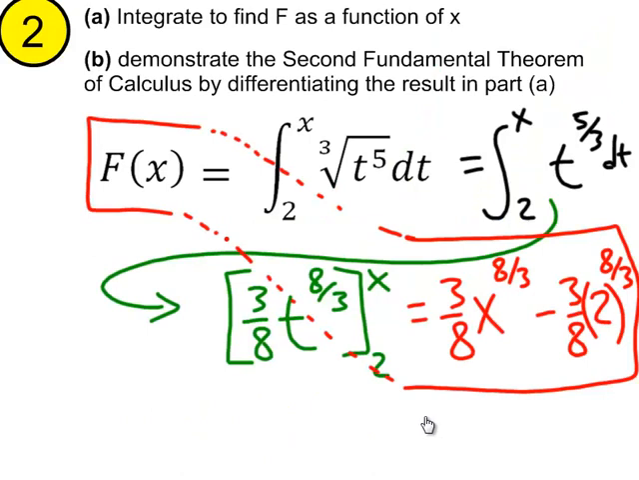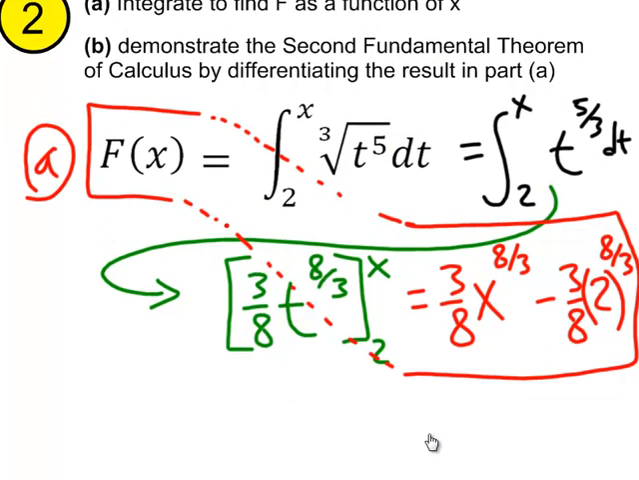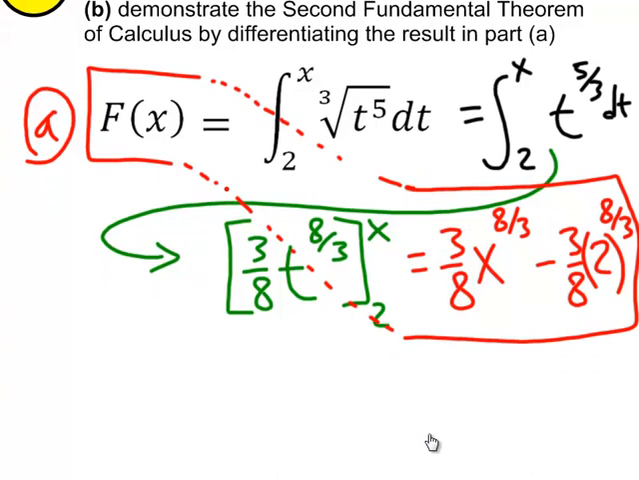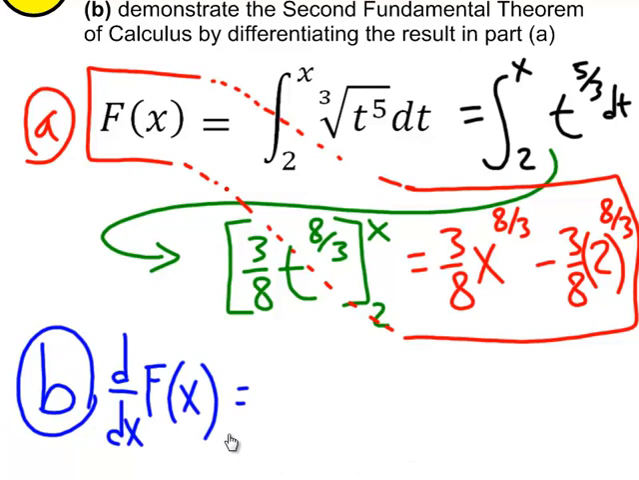So let's actually go back and do part B and then further discuss the second FTC. For part B, we're going to differentiate the result in part A. So let's say d over dx of big F of x. We know that's the same thing as big F prime. And let's go ahead and differentiate this function over here. If I differentiate 3/8 x to the 8/3, I get 1x to the 8/3 minus 3/3, which gives us 5/3.